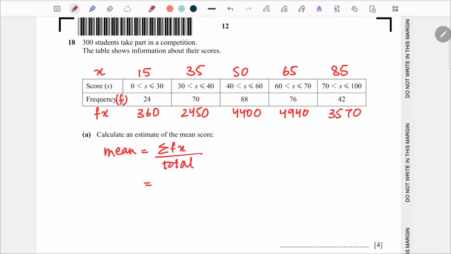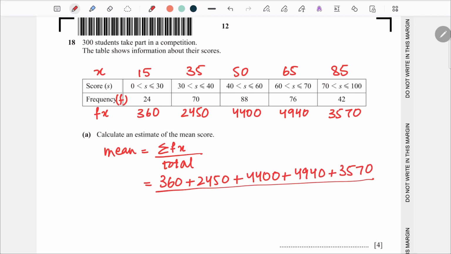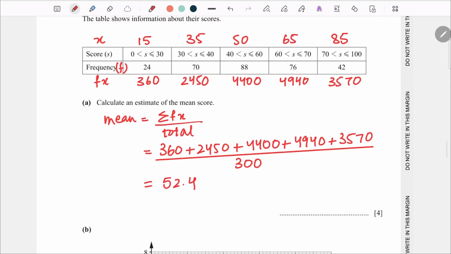Now we have to find out sigma fx. Basically means adding all fx together. So 360 plus 2450 plus 4400 plus 4940 plus 3570, and the total, in the question it's written 300, so the total will be 300. When we put this in the calculator, the final answer is 52.4. So the mean is 52.4.